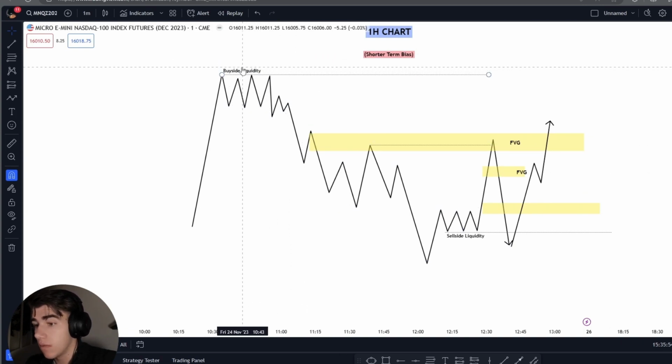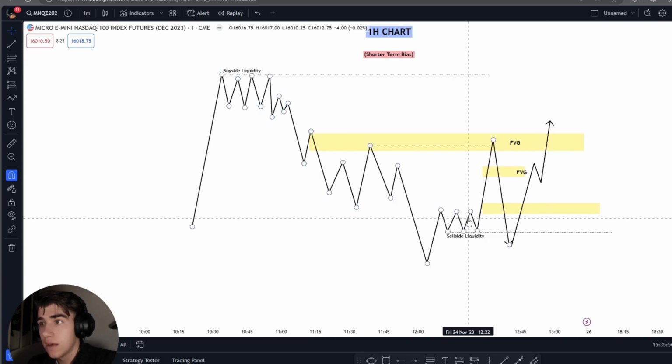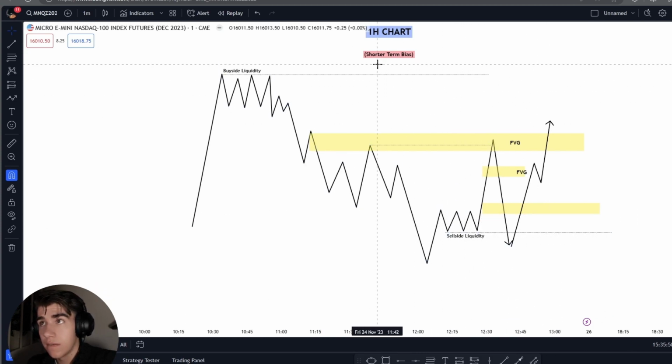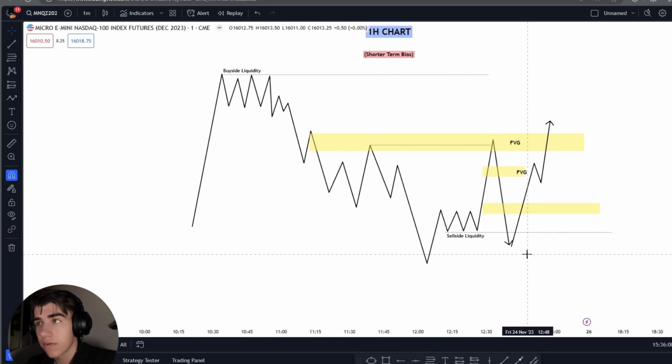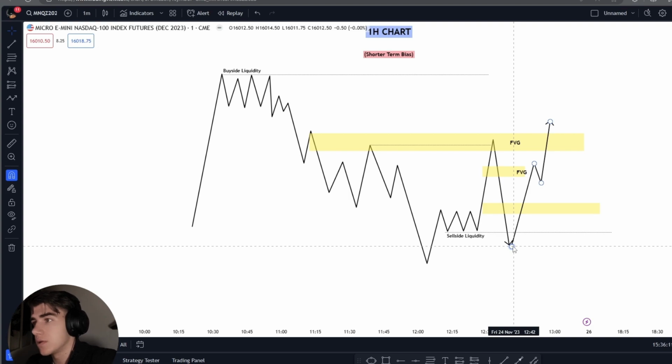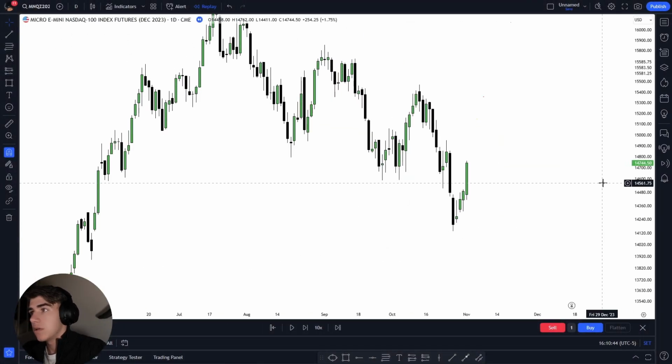Even though this was always my draw on the daily, I could have a shorter term bias on the lower time frame, like the hourly. But let me try and explain it on a real chart, because that might make more sense and is also better practice, right? So let's jump onto a real chart. Okay, I'm gonna try and keep this short and simple.